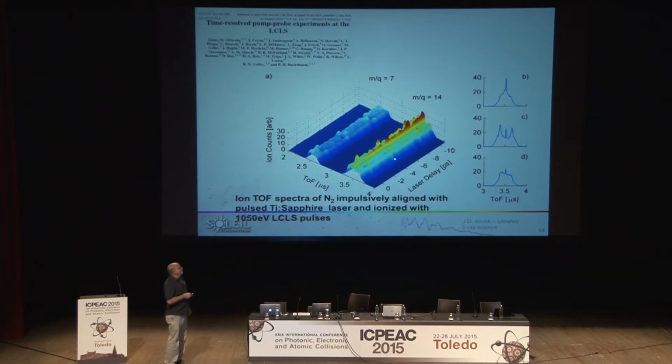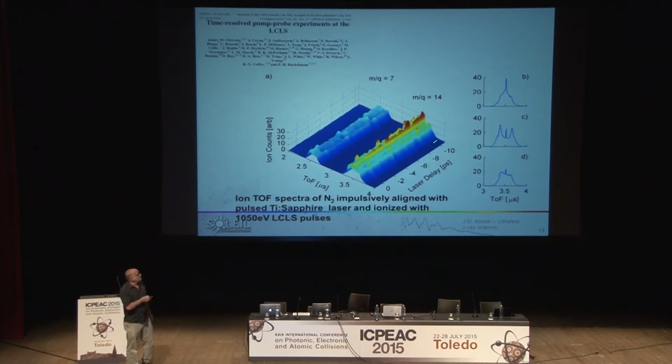And you can see the recurrences of the alignment of the nitrogen. And if you pick out a few of these slices, in some cases you see a sharp peak in the middle and just shoulders on the ends. That's when the nitrogen is aligned perpendicular to the direction of the polarization of the FEL beam.